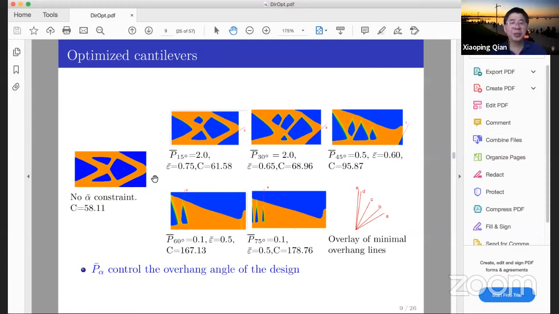Here is a 2D beam structure. If we do not have any overhang angle constraint, that's what we have. If we impose 15, 30, 45, 60, 75 degrees, that's the design we get.